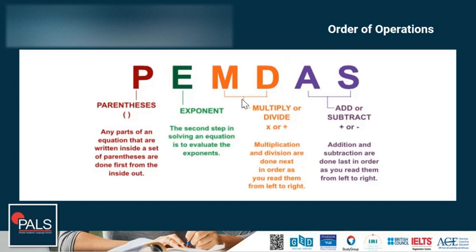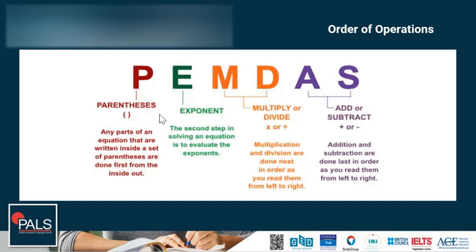Let's start with the first letter. The first letter is P. P stands for parenthesis. So it means any parts of an equation that are written inside a set of parentheses are done first, from the inside out. E stands for exponent. The second step in solving an equation is to evaluate the exponents. The next letter is M, which stands for multiplication, and D stands for division.